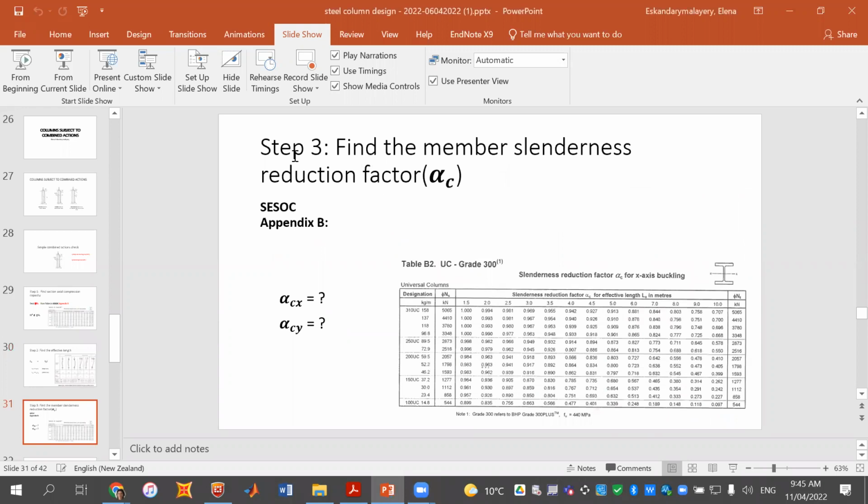Next step, as we discussed in the compression design, we need to find the slenderness reduction factor. So from the same table, when you choose your member, you can read the alpha c. As you can see, we have two tables, one alpha c for x-axis, the other one is alpha c for y-axis. So they are different from each other, and you need to choose the correct value to calculate your alpha cx and alpha cy.